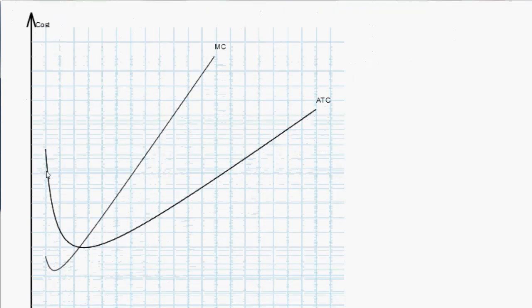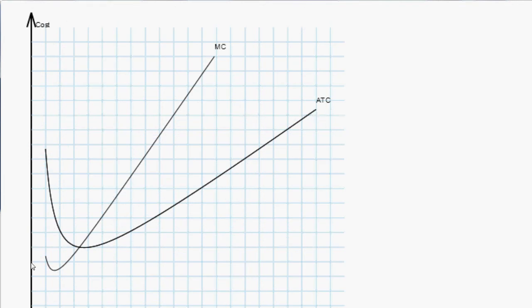This is a generic ATC curve, and that's an MC curve. Where is the minimum of the ATC curve? Where the MC crosses the ATC curve. Why? Because when the ATC is above MC, the ATC is decreasing. On the right hand side of this intersection, ATC is increasing. Therefore, this intersection must be the lowest point of the ATC.